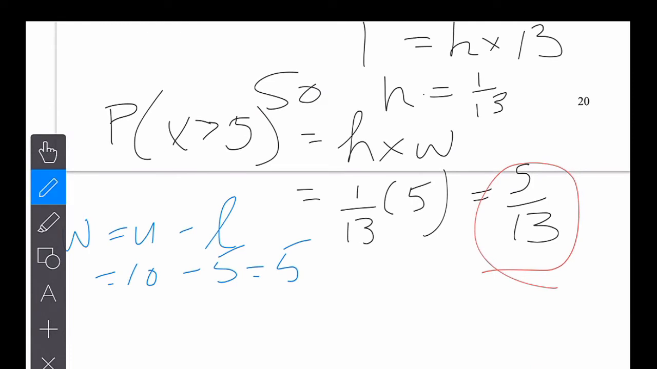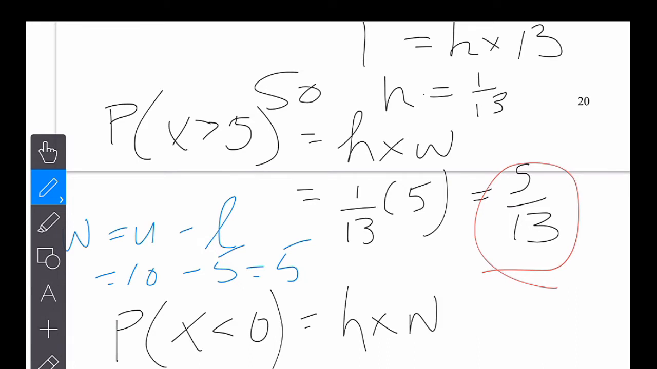So the probability that I'm interested in now is the probability that x is less than 0, the negative values. It's also going to be height times width. To avoid making it more complex, I'm just going to use the same formula. So height is always 1/13, and this time the width is going to be 3. So the answer is 3/13. It's smaller, it's less, because it's less of a width, less of a range of values.